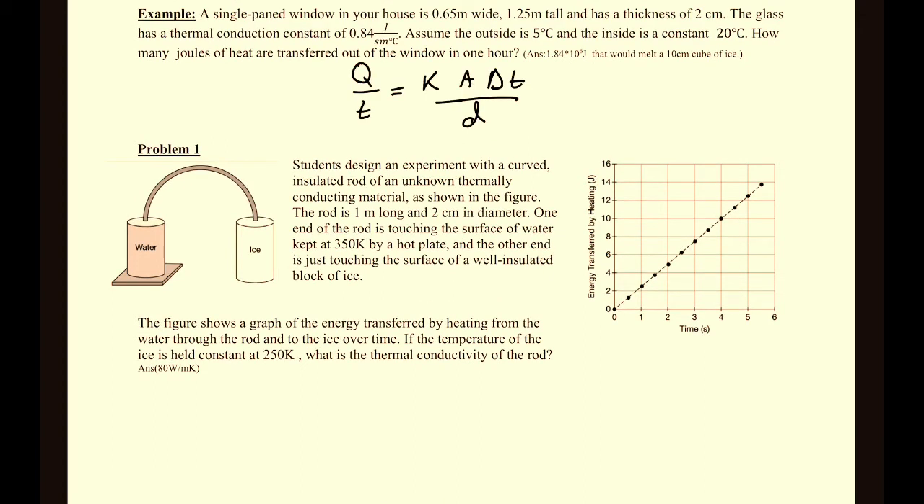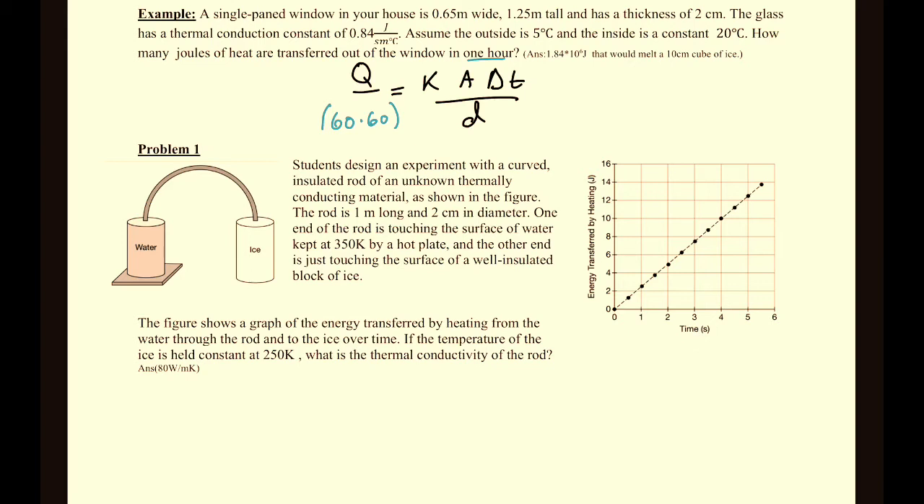Okie dokie. So for this one here, we want to know how many joules of heat are transferred in 1 hour. Let's deal with the hour first. So what time are we dealing with? 1 hour. Do we use an hour? No, we use seconds. So an hour is 60 minutes, and each minute has 60 seconds in it. So replace T with 60 times 60.